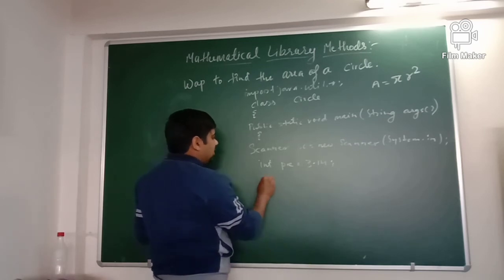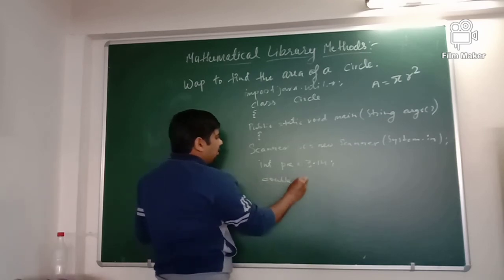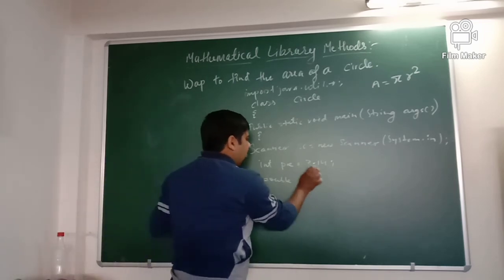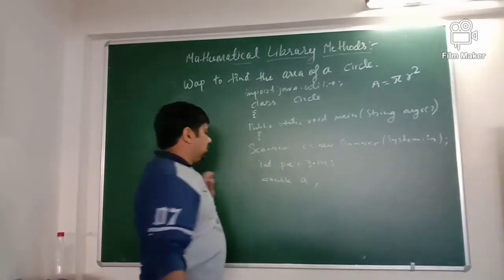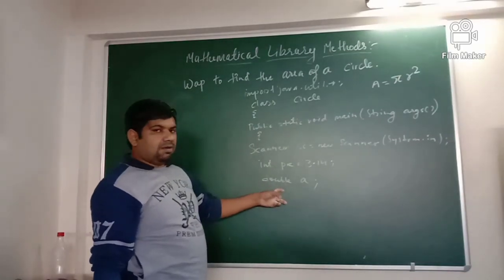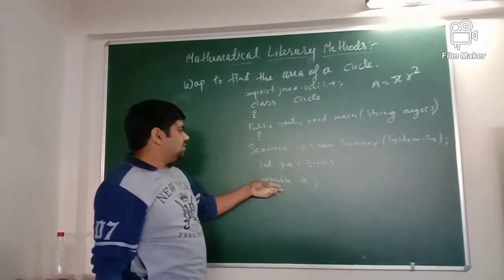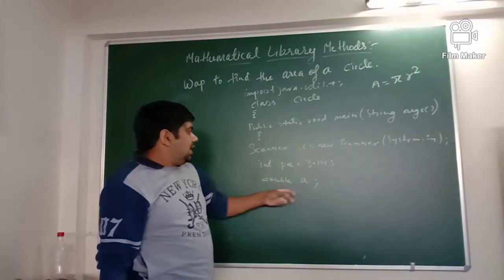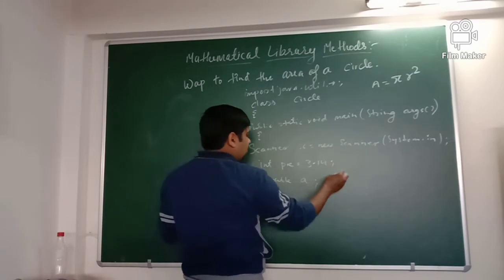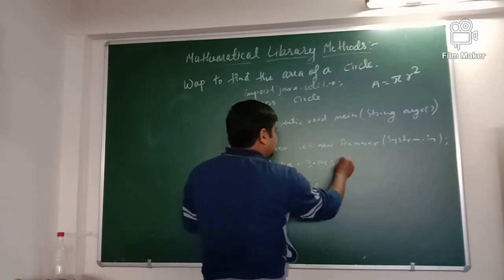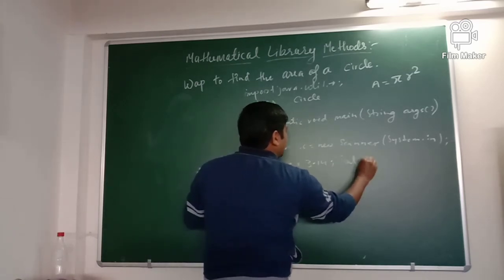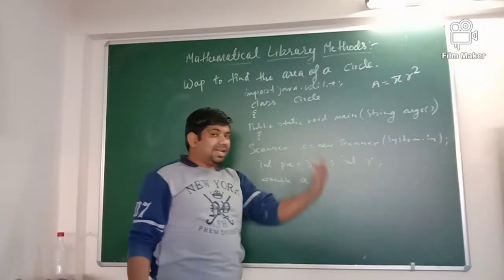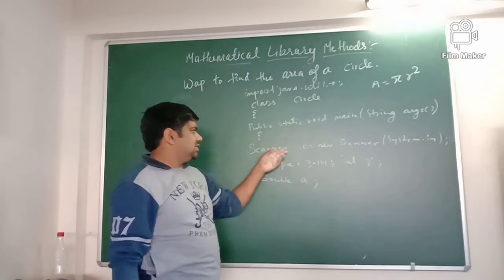Next, we are going to declare double area. Whatever we are going to find should be in the form of a decimal number, so that's why I have declared it as double. We can declare it as float also. So double A. And the next thing is the radius. Let's take the radius as an integer, int r. This is the value which we are going to take from the keyboard, so that's why I have used the Scanner class.